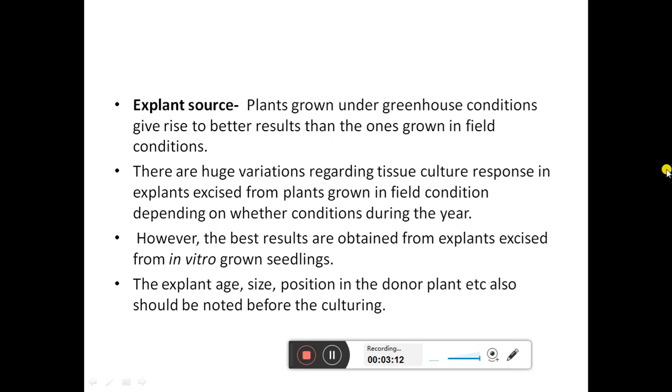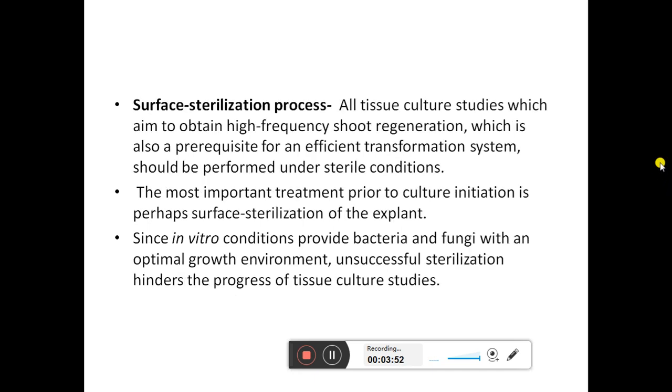The second is the explant source. Plants grown under greenhouse conditions give better results than those grown in field conditions. There are huge variations in tissue culture response in explants excised from plants grown in field conditions, depending on weather conditions during the year. However, the best results are obtained from explants excised from in vitro grown seedlings. The explant age, size, position in the donor plant, etc. also should be noted before culturing.